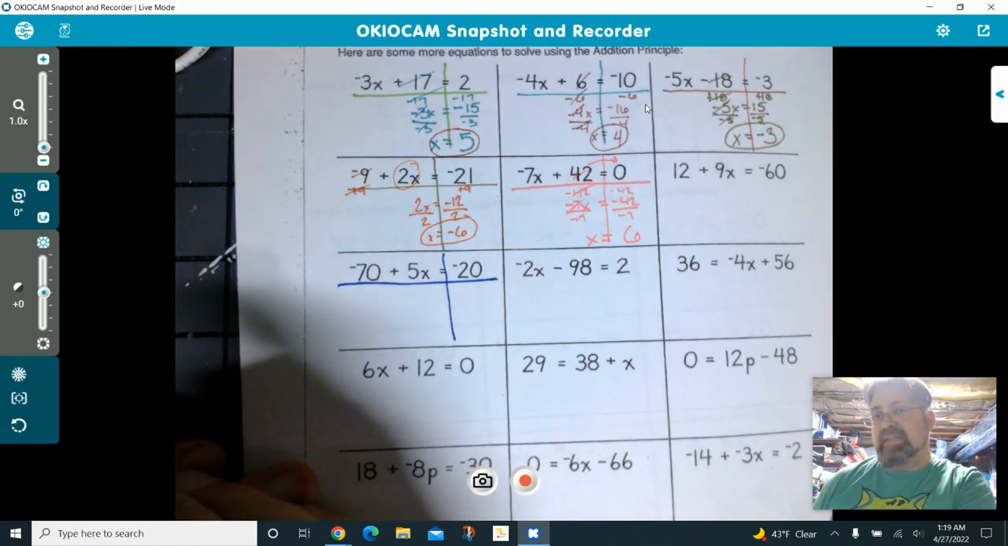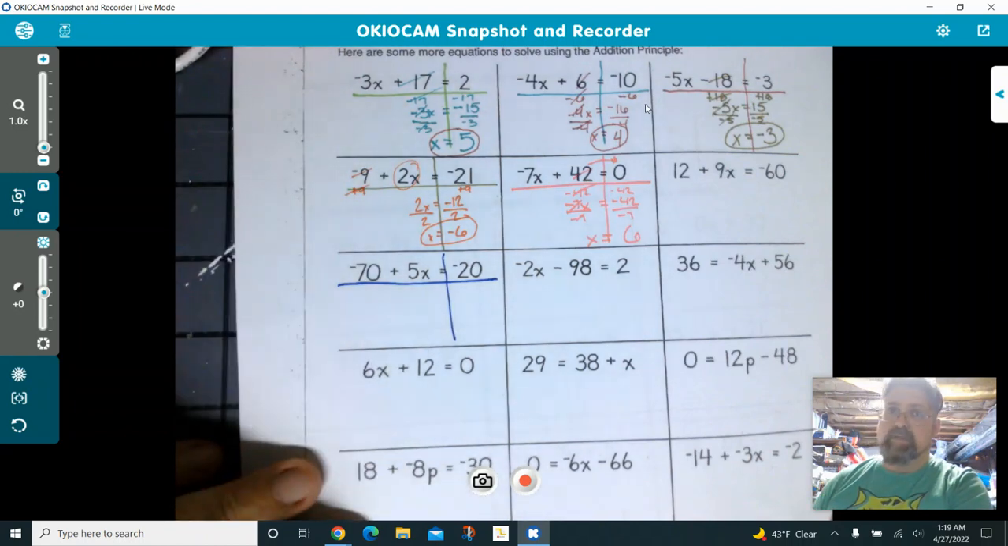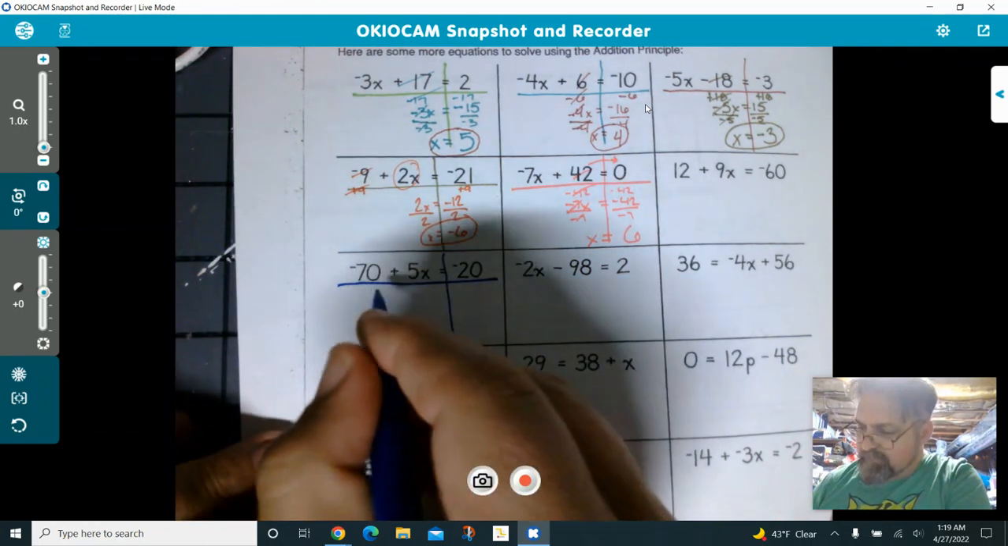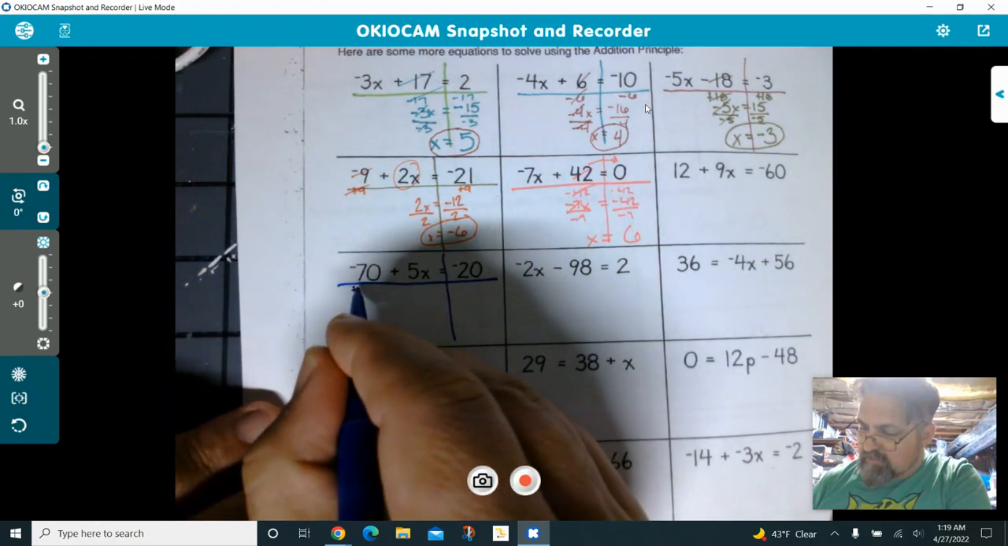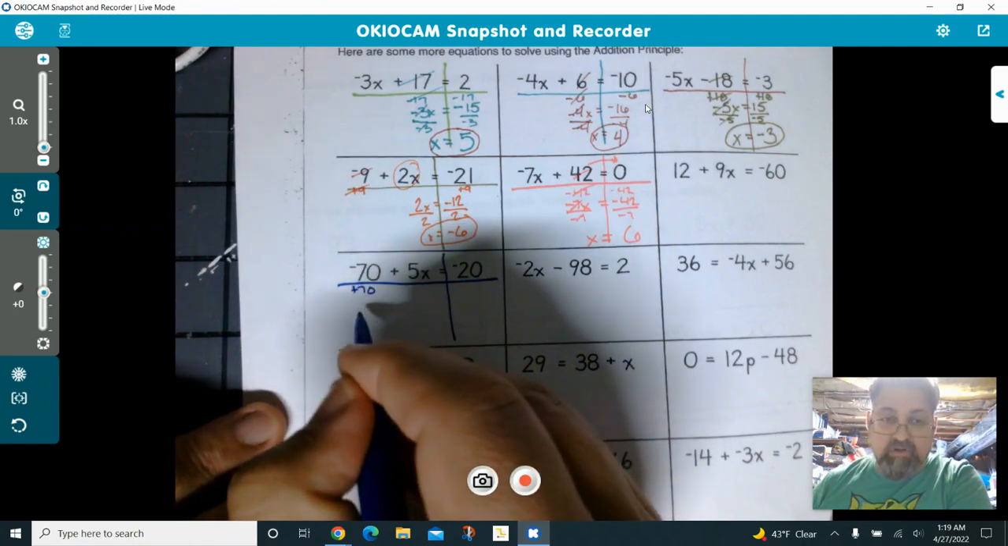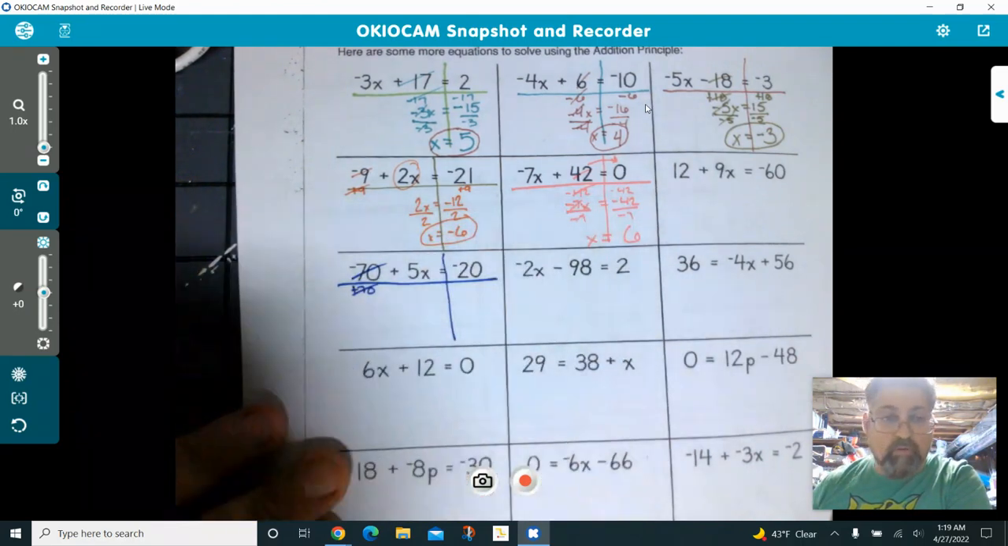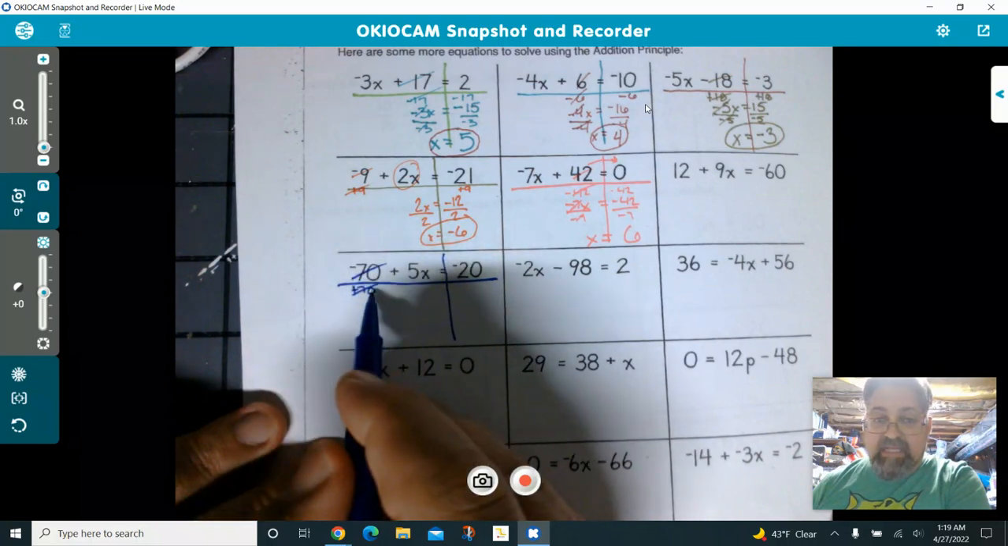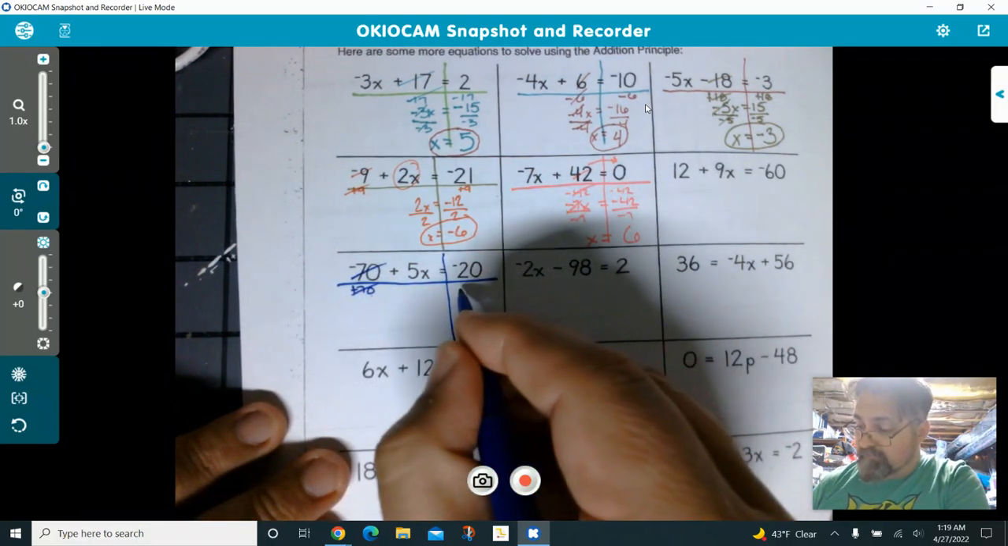What's the opposite of minus 70? Corey, hook it up, buddy. Opposite of minus 70 is plus 70. I knew you'd say it. So I want to add 70 here. And of course, those are opposites. They will go away. If I add 70 here, I have to add 70 here.